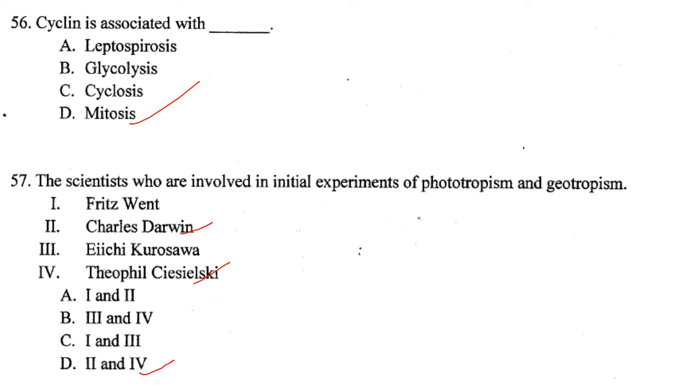Then cyclin is associated with mitosis. Answer is D. The scientists who are involved in initial experiments of phototropism and geotropism. So they are Charles Darwin and Theophil Ciesielski. Answer is option D, that is 2 and 4.